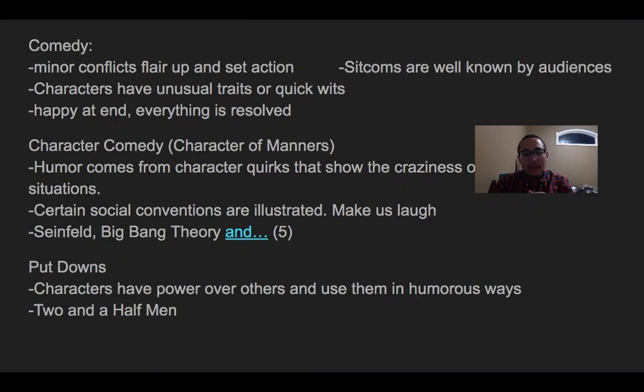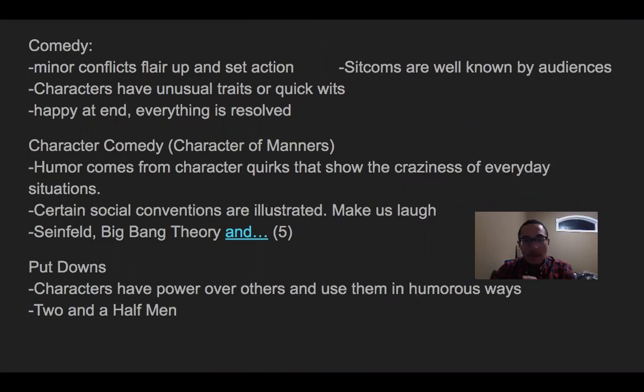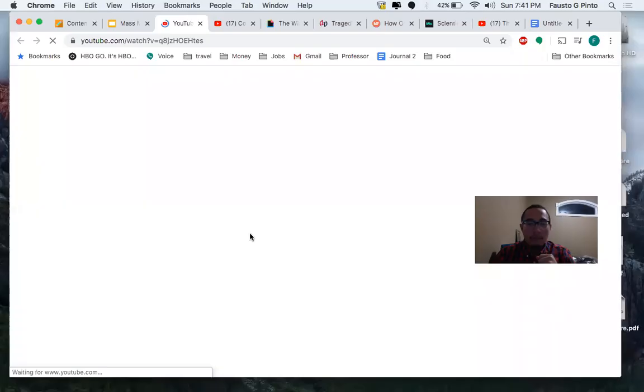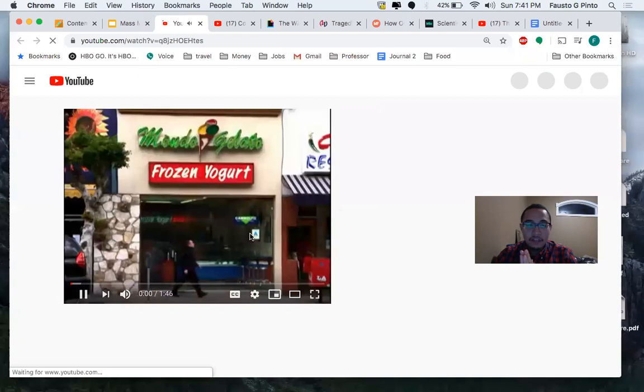So The Office, or I think Office might fit the next one, Friends. And then a subgenre of comedy is a character comedy. Its humor comes from the character quirks that show the craziness of everyday situations. The creator of this, Seinfeld, and certain social conventions are illustrated and they make us laugh. So we have Seinfeld, Big Bang Theory, and probably top comedy of all time if you have HBO, Curb Your Enthusiasm.